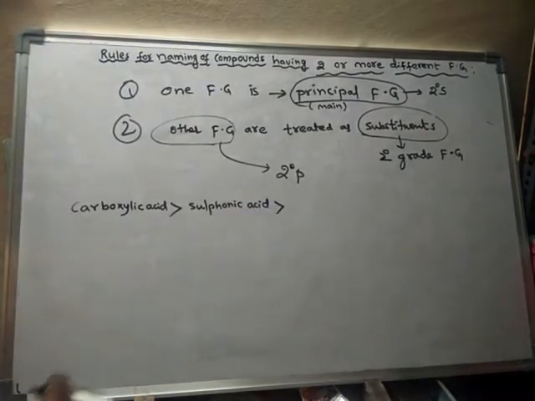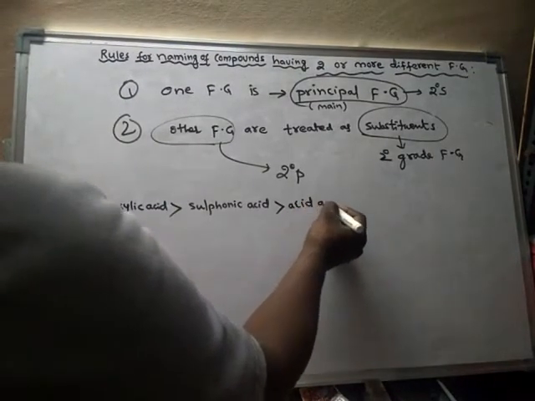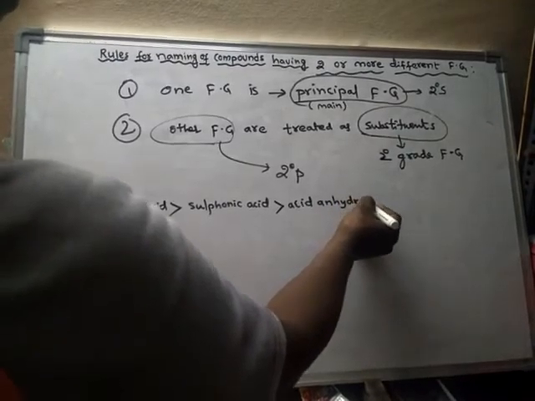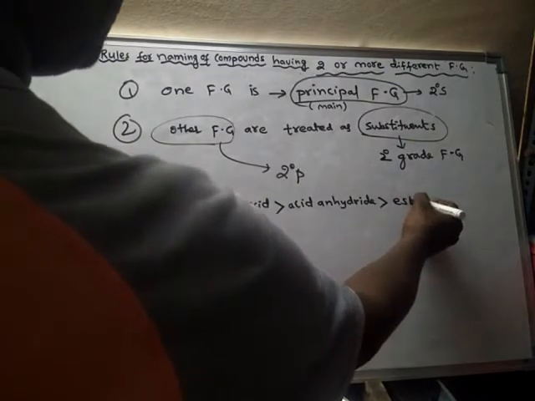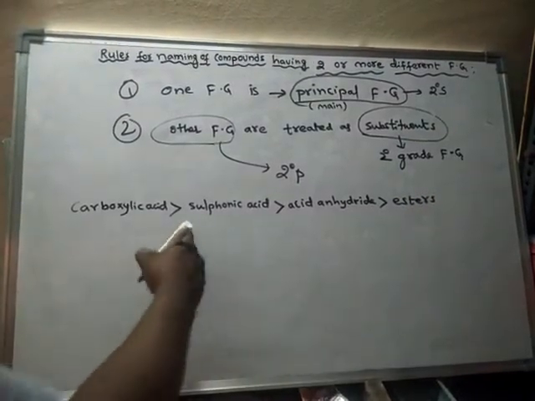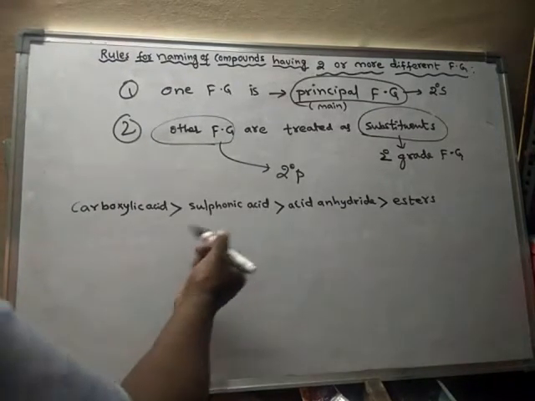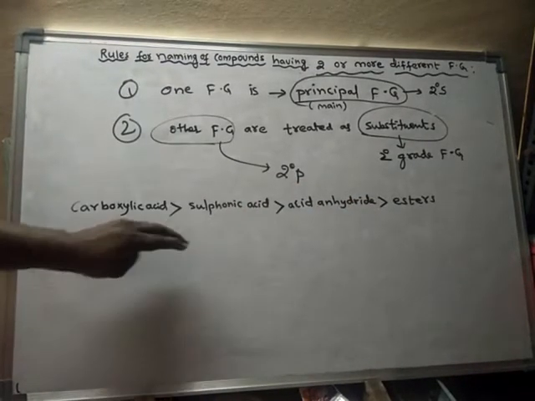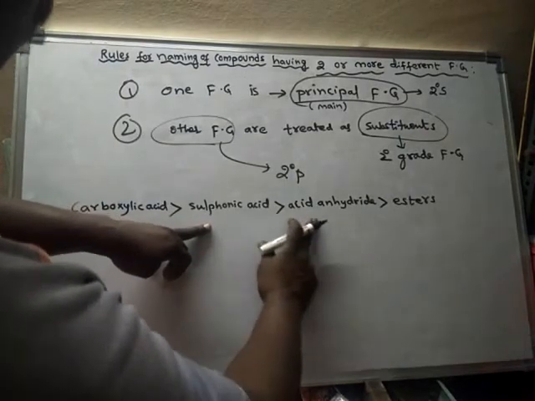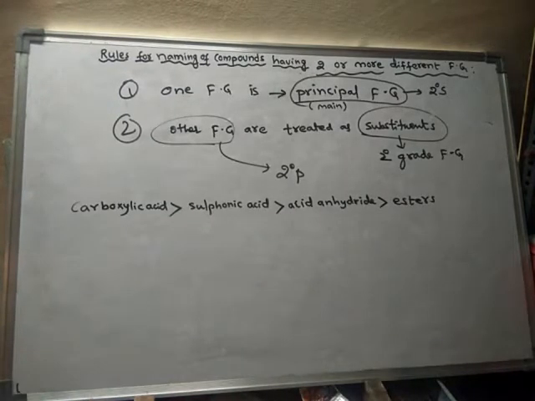Okay, it is preferred over acid anhydride, and it is preferred over esters. So out of these four, carboxylic acid should be treated as the main functional group, and the others are treated as substituents. Suppose if these two are given, then sulfonic acid will become the main functional group, and acid anhydride will be treated as a secondary grade functional group.